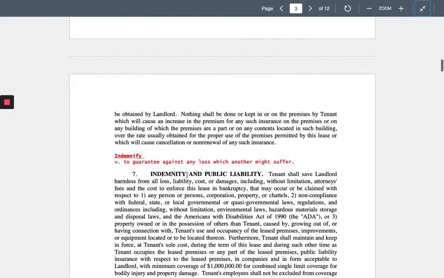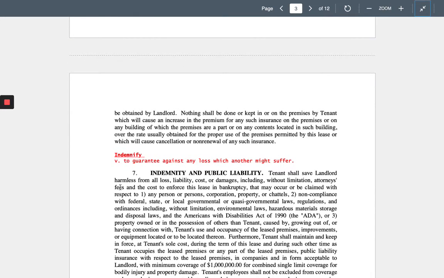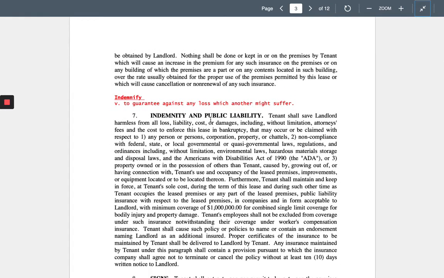You might see the word indemnify. In fact, you will see it in a contract with a landlord, and it just means that someone won't hold someone else responsible for a loss. So here it's saying indemnity and public liability.